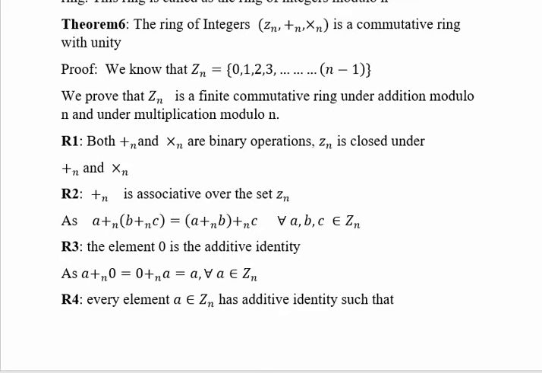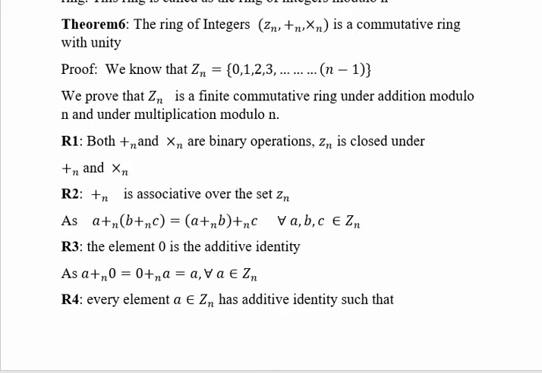Similarly, addition modulo n is associative in the set Zn. That means if we add a plus b plus c, that is same as a plus b plus c, for any three elements a, b, c belonging to Zn. This proves the associative property under addition modulo n.